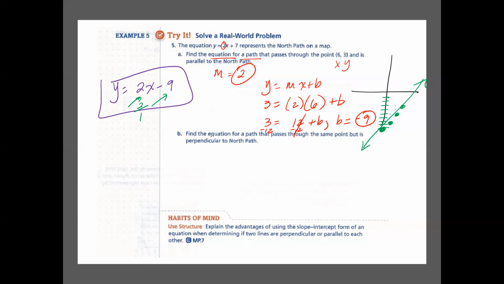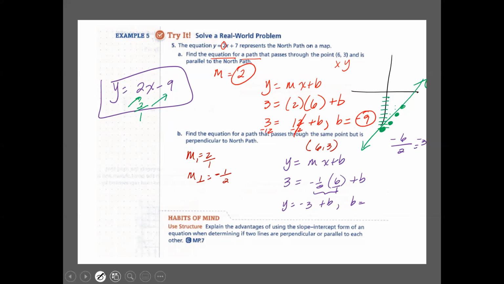All right, B. Find the equation of the path that passes through the same point, and your same point is (6, 3), but it's perpendicular. If my first slope is 2, my perpendicular slope, or my second slope, is going to be, you flip the 2, which is 1/2, and you put a negative on it. So your equation is y is equal to mx plus b. Your y is a 3. Your m is a negative 1/2. Your x is a 6, plus b. Let's go ahead and multiply this out. Negative 1 times 6 is a negative 6. 2 times 1 is a 2. So that simplifies to a negative 3.